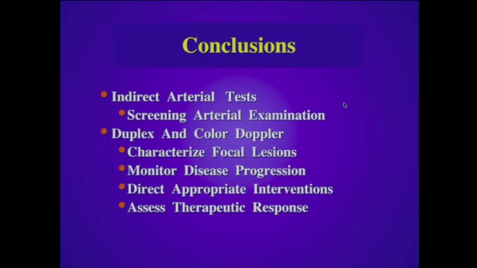So in conclusion, in our evaluation for peripheral arterial disease, we find the indirect test to be extremely helpful for screening for arterial examination and help determine the approximate location of peripheral arterial disease. We then utilize duplex and color Doppler to help characterize these focal lesions to location, degree, and extent. We can use this test to monitor disease progression, help direct appropriate intervention, and assess the therapeutic response to treatment.